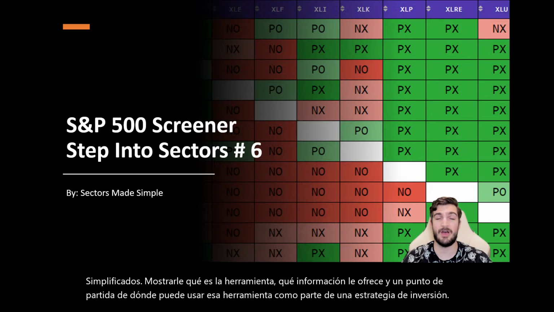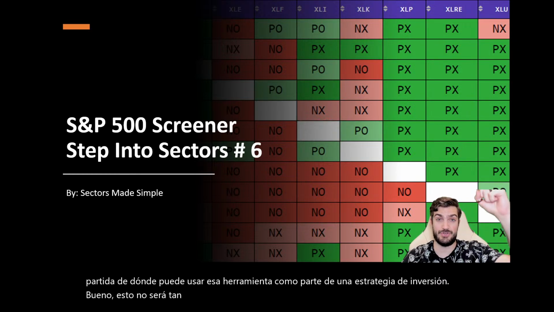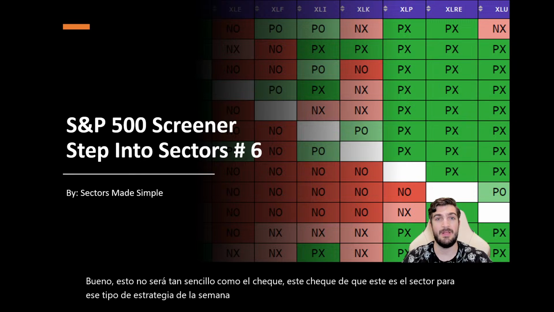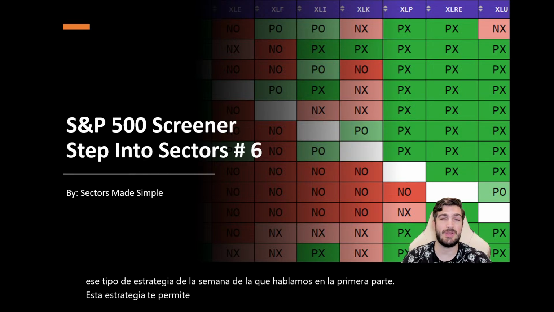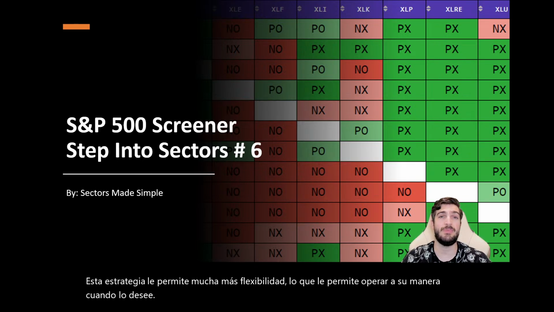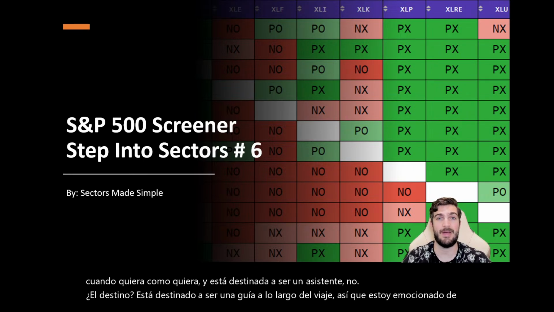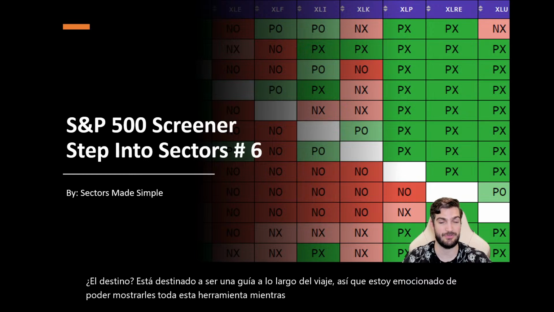While this won't be as cut and dry as the "check this, check that, this is the sector for that week" kind of strategy that we talked about in part 1, this strategy allows you much more flexibility, allowing you to trade your way, when you want, how you want, and is meant to be an aid, not the destination. It is meant to be a guide along the journey. So I'm excited to get to show you all this tool as we talk about the S&P 500 screener.